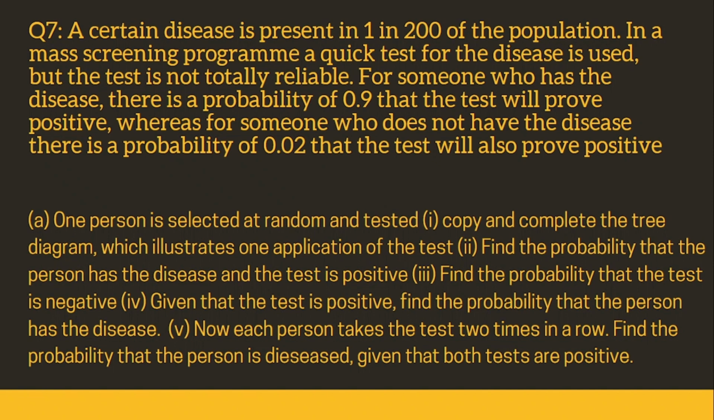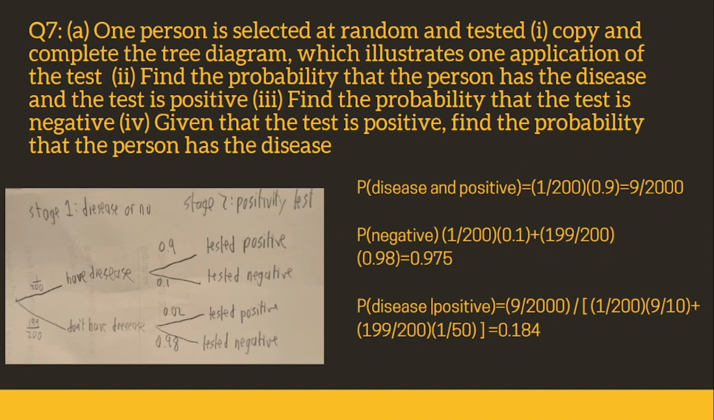For part A, a person is selected at random and tested. Copy and complete the tree diagram, which illustrates one application of the test. Then find the probability that the person has the disease and the test is positive. Find the probability that the test is negative. Then given that the test is positive, find the probability that the person has the disease. For the last part, each person takes the test 2 times in a row. Find the probability that the person is diseased and that both tests are positive.